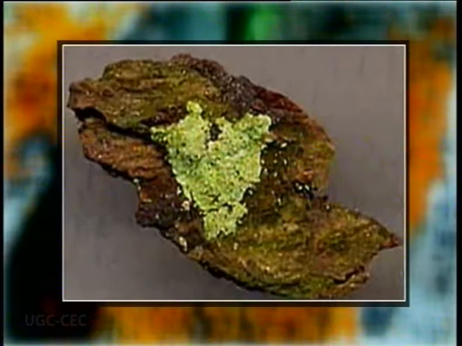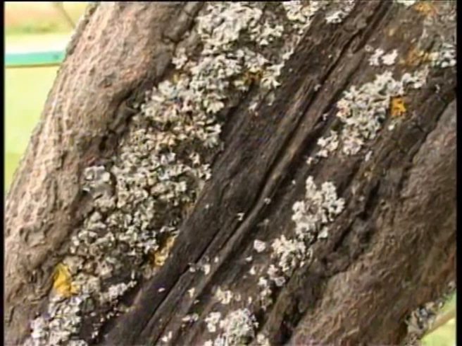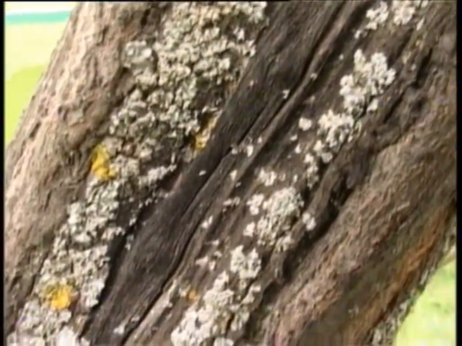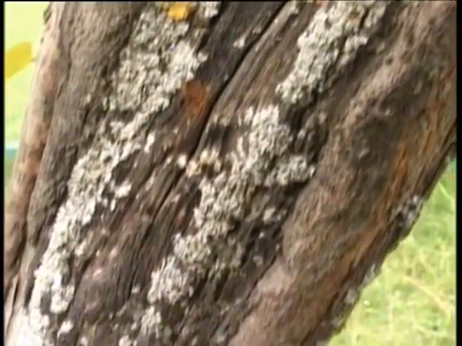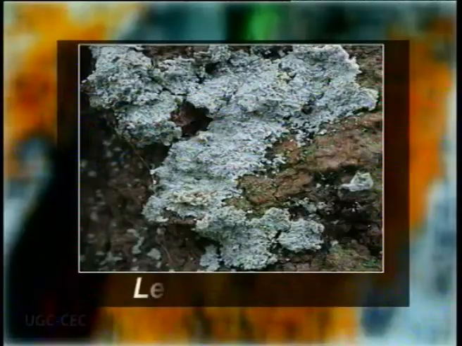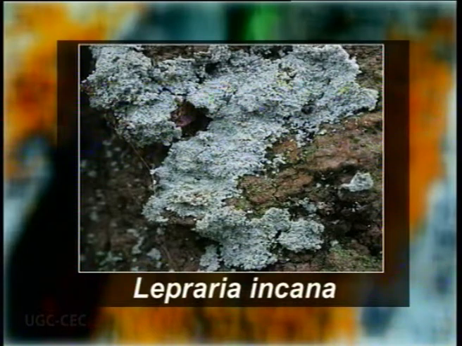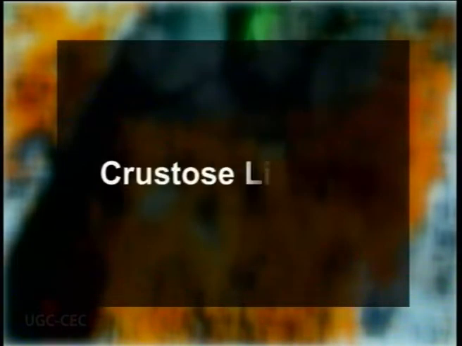First category is leprous lichens. This is the simplest type of thallus organization, in which the fungal hyphae envelops either single or small clusters of algal cells. The so formed simple lichen thallus grows superficially over the substratum and provides a powdery appearance. For example, Lepraria incana. Second category is crustose lichens.